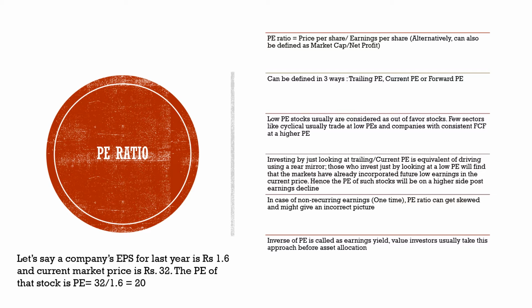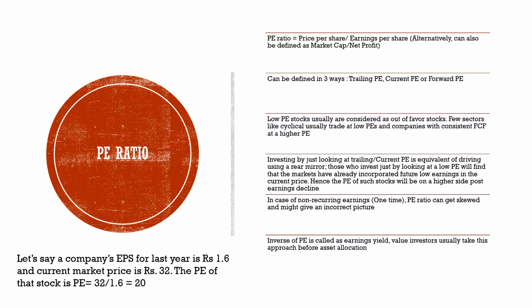The way you define it is that if you're taking trailing 12 months earnings per share, then you will have a trailing PE. If you are taking EPS for the last financial year for a particular company, then you will arrive at the current price to earnings ratio. And if you are extrapolating the earnings per share based on the growth prospects of that company, then you will have a forward PE ratio. So depending upon how you define EPS in the denominator, you will have three different PE ratios.